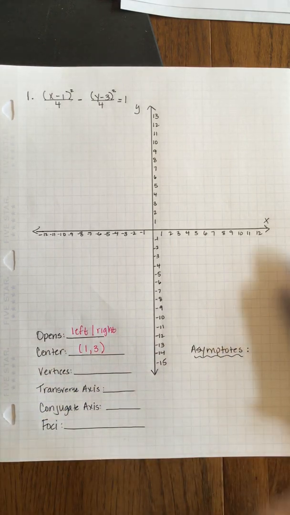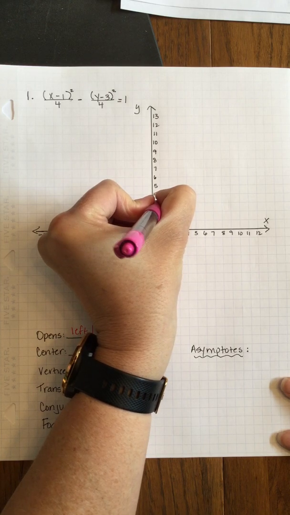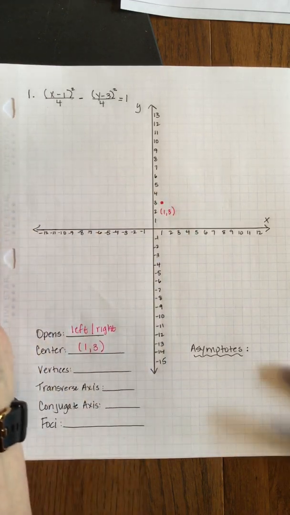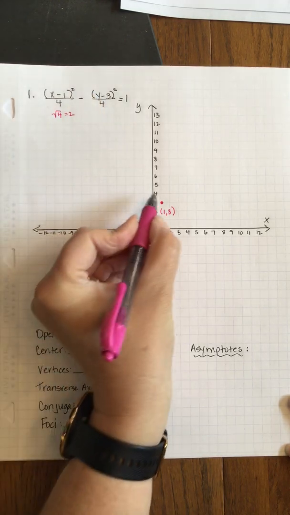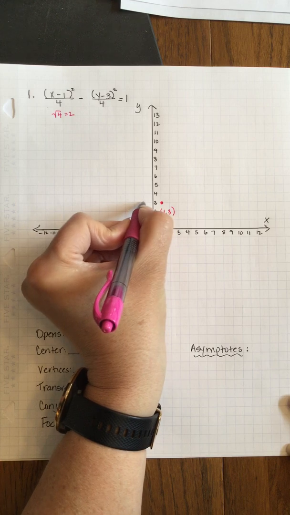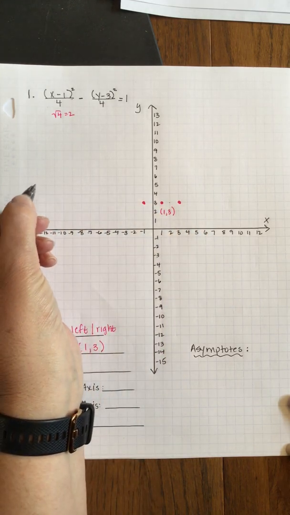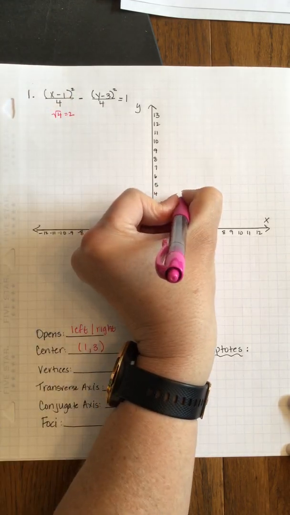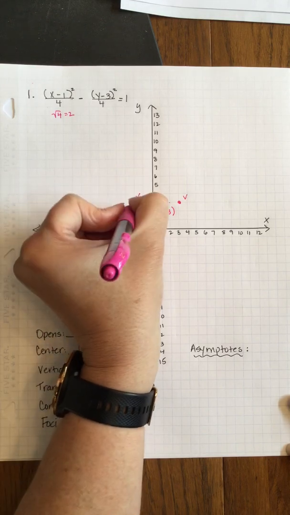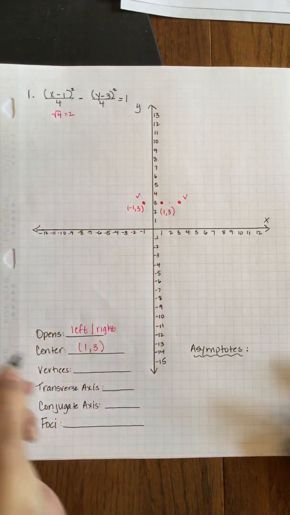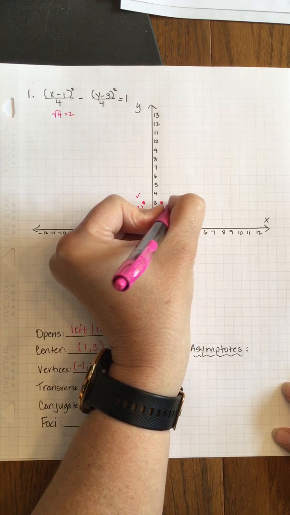So let's begin to plot this. If I plot (1, 3), (1, 3) is here. Now at this point, I'm going to take the square root of 4, which is equal to 2. And so I'm going to count 2 over in the x direction and plot a point, and 2 the other way and plot a point. Because the x fraction is positive, these represent my vertices. So this vertex is (-1, 3), and my other vertex is going to be (3, 3).